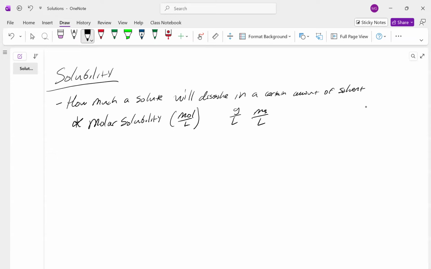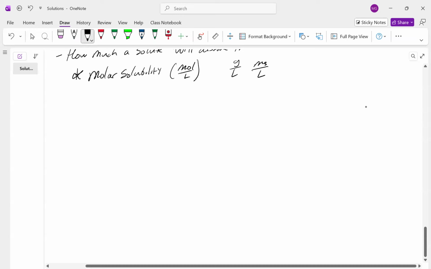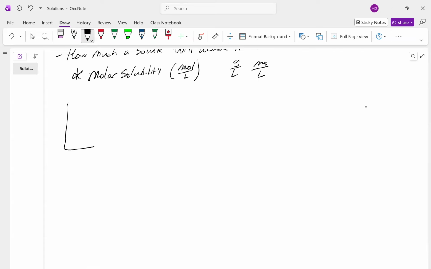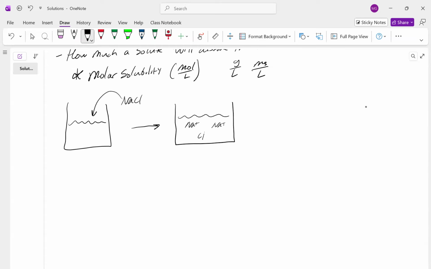So let's talk a little bit about the different types of solutions that you can obtain by adding various amounts of solute. So we're going to take a little cup of water and we're going to add some sodium chloride to it. So I got sodium ions around here and some chloride ions. If it all dissolves and the salt doesn't settle out and precipitate on the bottom, we call that unsaturated. That just means we haven't reached that maximum solubility yet.